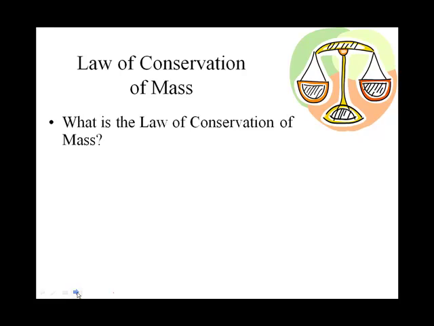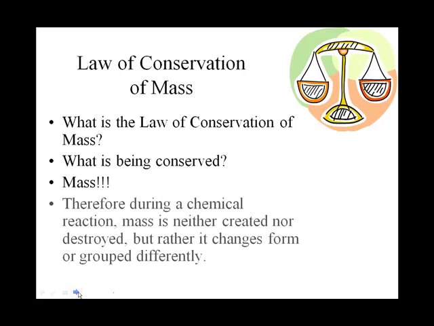What is the law of conservation of mass? What is being conserved? Well, the word conserved means to save. So in the law of conservation of mass, mass is being conserved or saved. So in a chemical reaction, mass is neither created nor destroyed, but it just changes form or is just grouped differently. Therefore, mass stays constant.